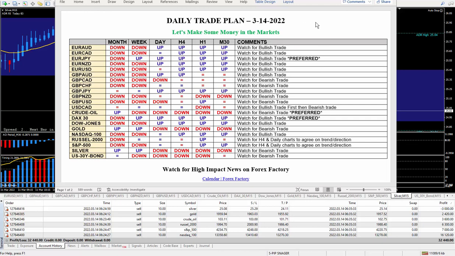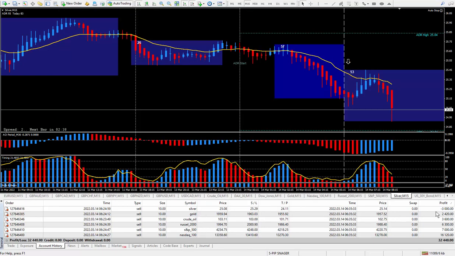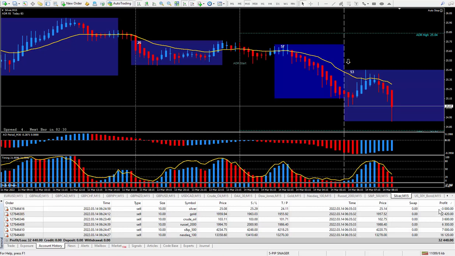So here we go. Let's look at the trades. Now on this silver, this was my only losing trade. And this is what everybody tells you from day one. You're going to have losers, but the catch is keep your losers as small as possible and make sure your winners are outproducing your losers.